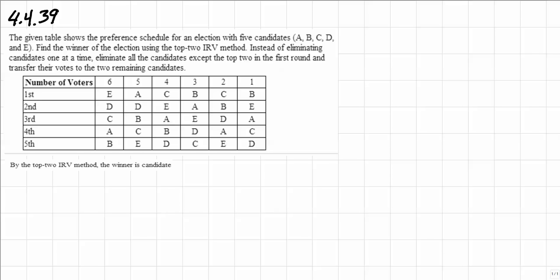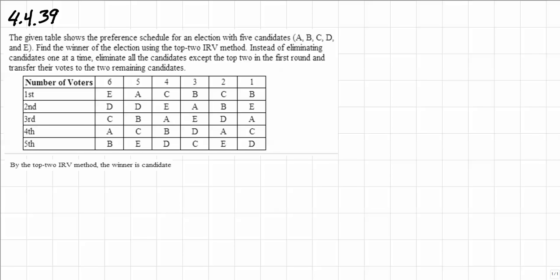The given table shows the preference schedule for an election with 5 candidates, A, B, C, D, and E. Find the winner of the election using the top 2 IRV method. Instead of eliminating candidates one at a time, eliminate all the candidates except the top 2 in the first round and transfer their votes to the 2 remaining candidates.